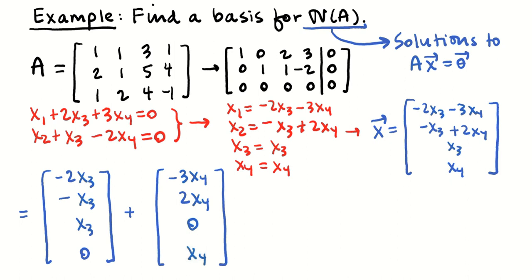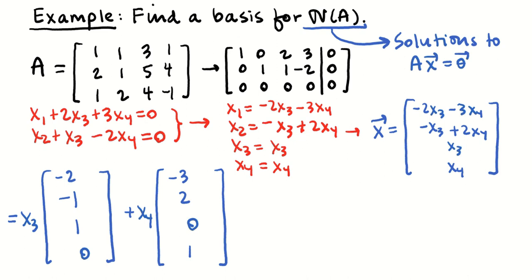Okay? And all of the vectors in the null space can be expressed this way, right? Based on the row reduction and the interpretation of the solution. Now I'm going to factor the x3 and the x4 out of those two vectors. And I'm left with some number of (-2, -1, 1, 0) plus some other number of (-3, 2, 0, 1).